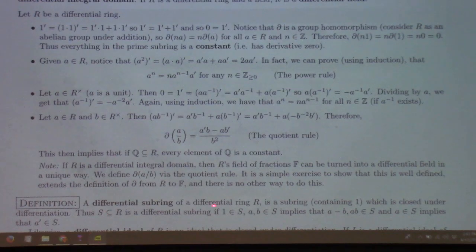Definition: a differential subring is a subring containing 1 which is closed under differentiation. So S, a subset of R, is a differential subring if 1 is in S, and a, b in S implies that a minus b and ab are in S. Well, up till now, this is just plain old 421 standard fare subring test, right? But also, a in S implies that the derivative of a is in S, so it's also closed under the derivative operator. So there's a new string attached to the derivative, right? So differential subring.